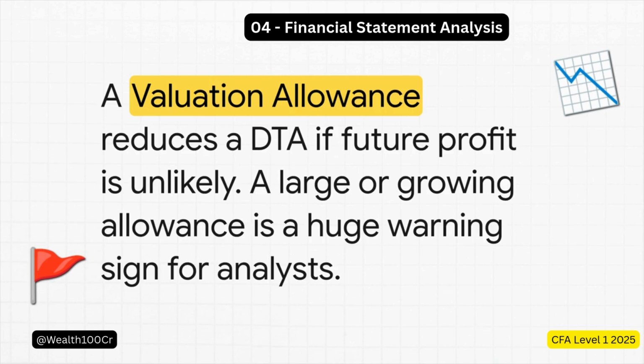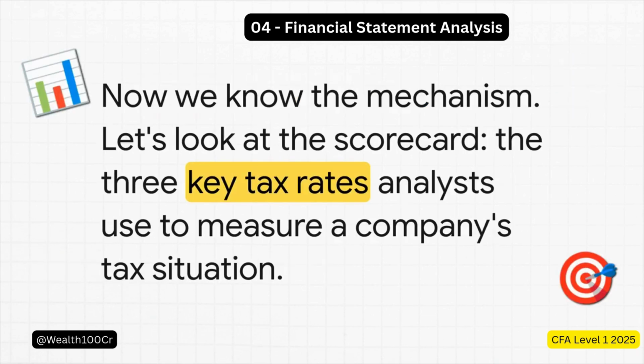So if a company thinks it's more likely than not that they won't be profitable enough to use that DTA, they have to set up this account, a valuation allowance, which is basically a pile of sandbags that reduces the value of the DTA. So when you see a big valuation allowance, or one that's growing, that is a massive red flag. It's management telling you, yeah, we're not so sure we're going to be making enough money in the future. All right, so we've got the mechanics down.